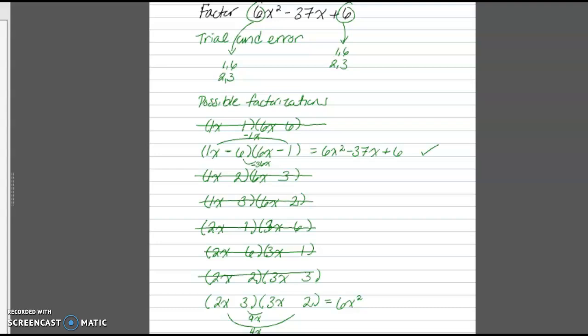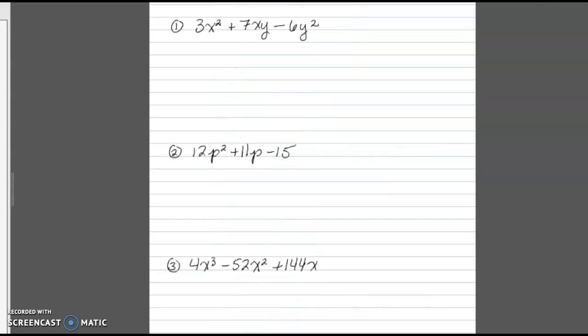Now, this process is fine, but it's time consuming. So we have a better, well, not necessarily better, but a faster way of finding the factorization for a trinomial like this. All right, so here we have 3 examples. So let's take a look at the first one.